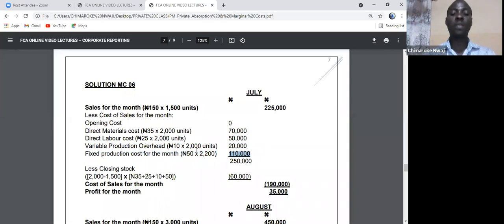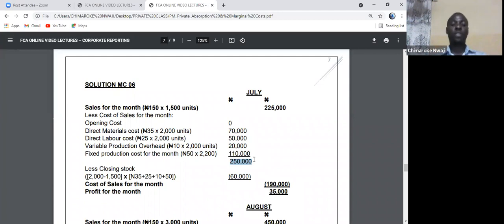So it means that we are not going to be using the units produced for the fixed cost. Is that normal, that is budgeted? Take note of that. Now, when you add them together, you have 250,000.